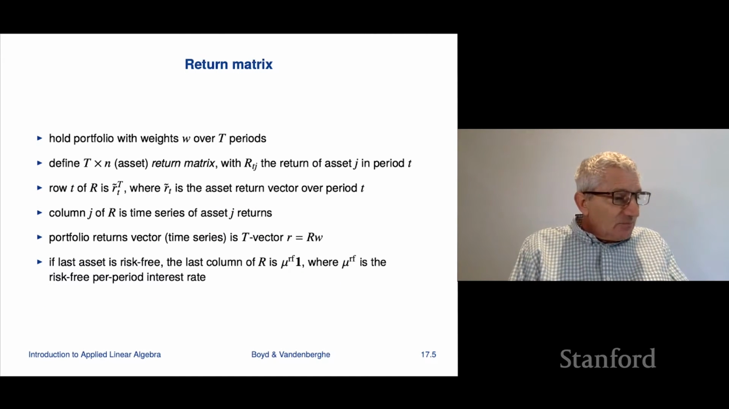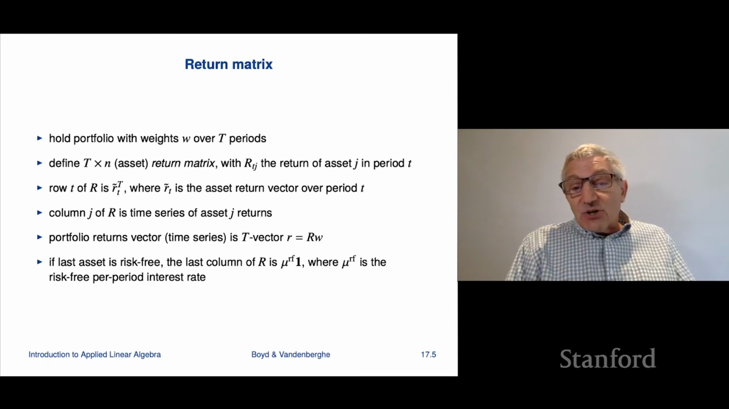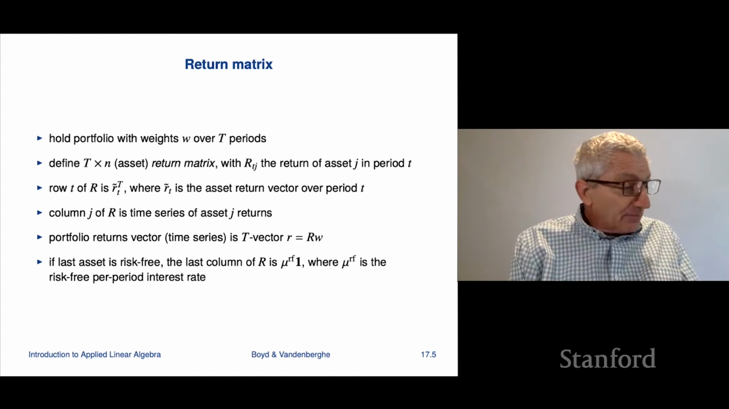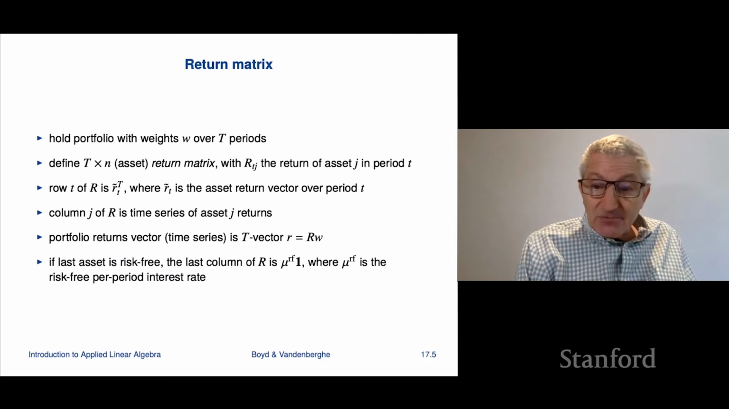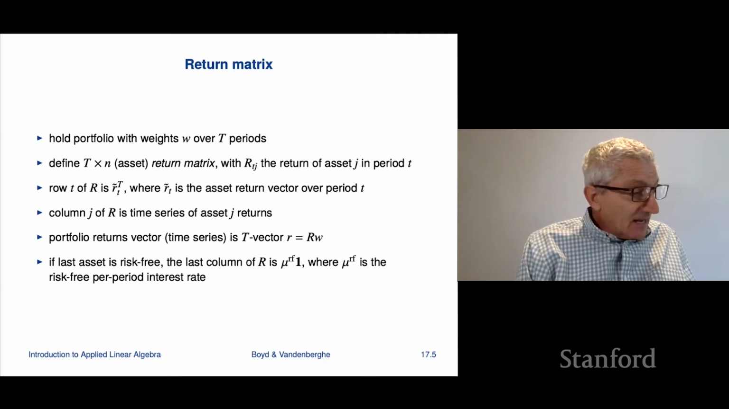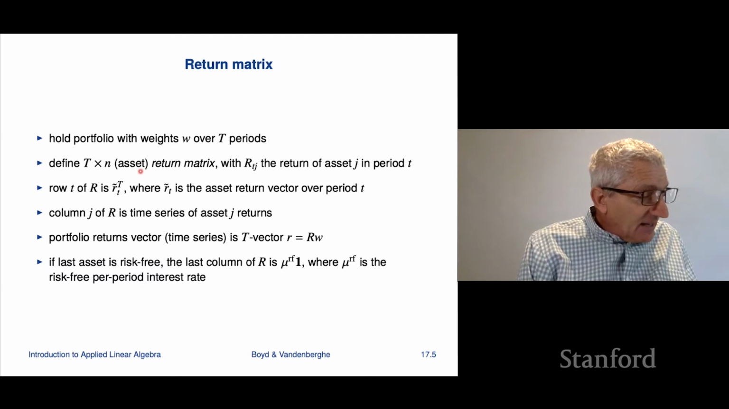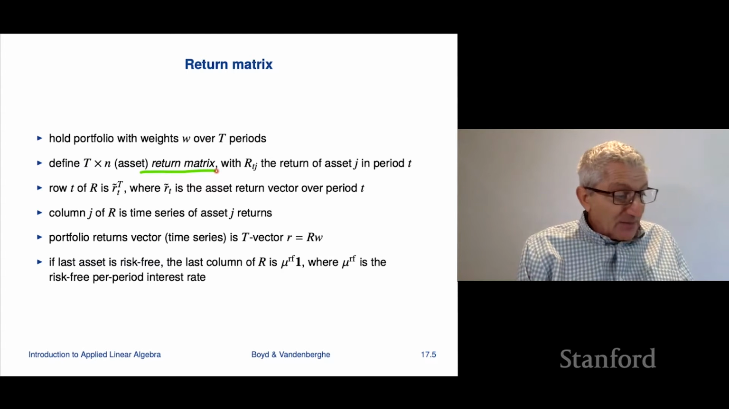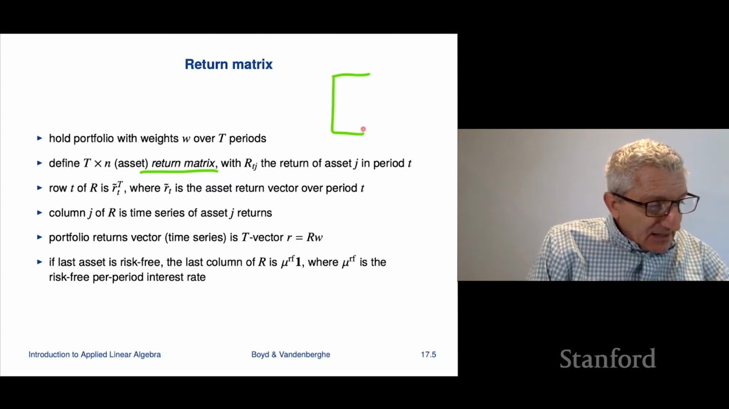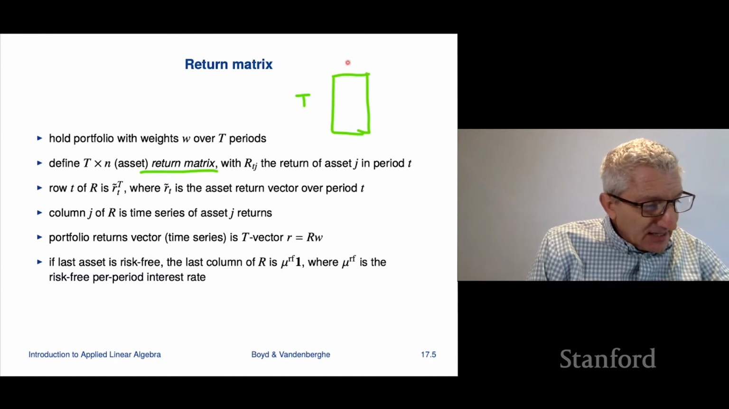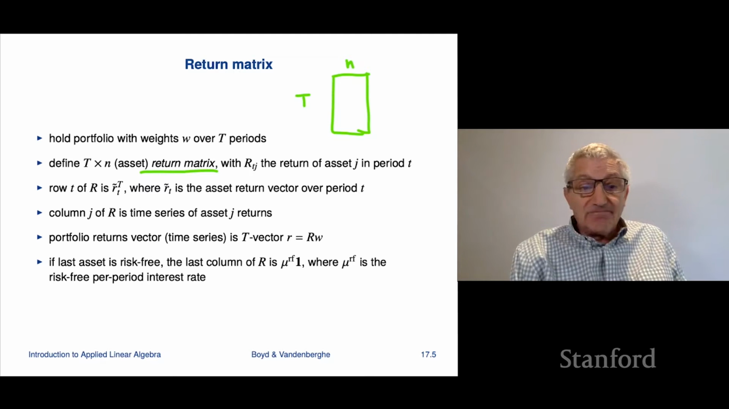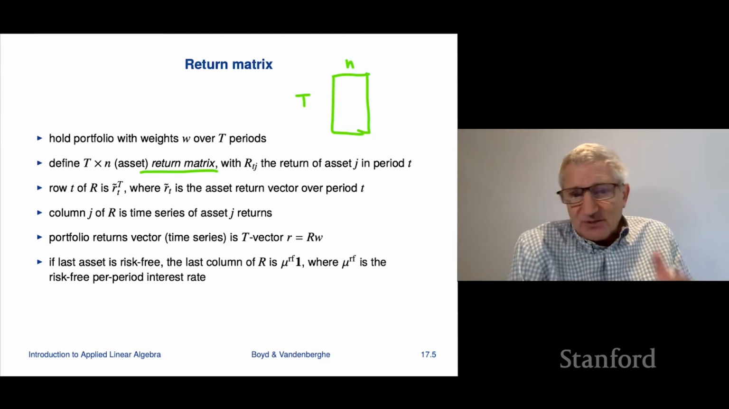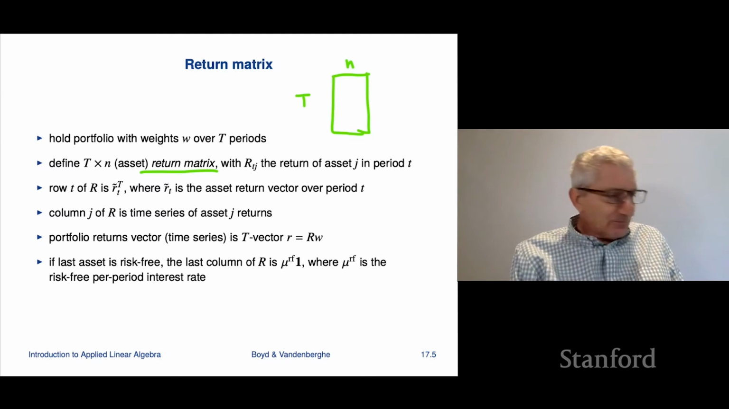Okay. So this brings us to the return matrix. Suppose we're going to hold a portfolio with weights W over T periods. So this is the setting. And we're going to define an asset return matrix, which is going to be T by N. So here's T and N. I've drawn it as if it's tall. That's often the case, but not always, right?